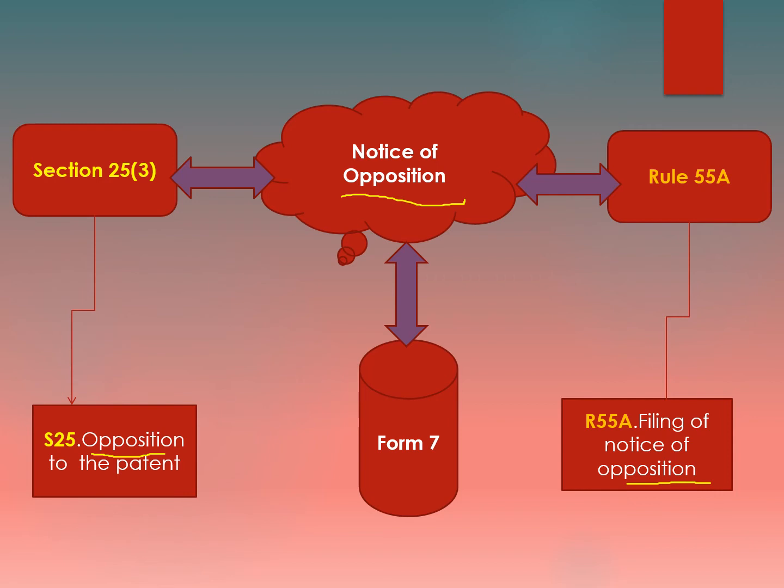So just remember that Form 7 deals with any kind of opposition, because we know Section 25 deals with opposition to the patent, and Rule 55 also deals with the filing of notice of opposition. So Form 7 is related to Section 25 and Rule 55.